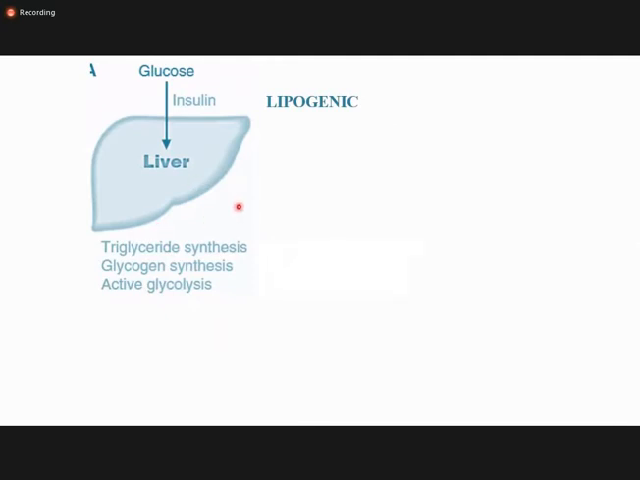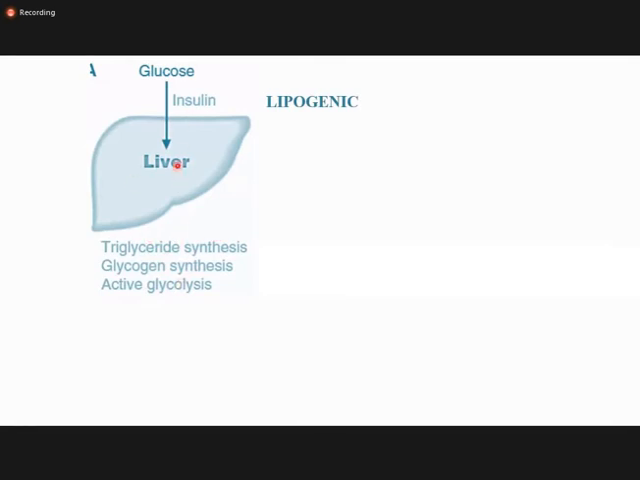Okay. Now, so we have two conditions of liver. It can become lipogenic when we have excess glucose. Just after taking a carbohydrate-rich meal, the liver will capture more and more glucose, and because of the influence of insulin, it will synthesize triglyceride, it will synthesize glycogen, and there will be active glycolysis for energy purposes. So it becomes lipogenic. It will form triglycerides that can be deposited in the fat tissue.